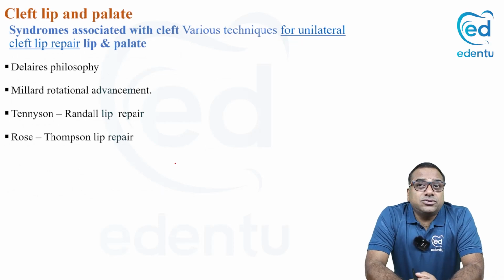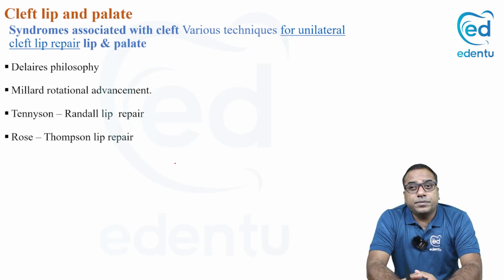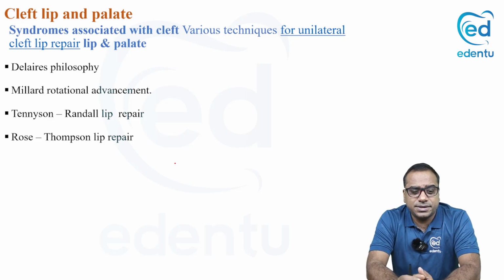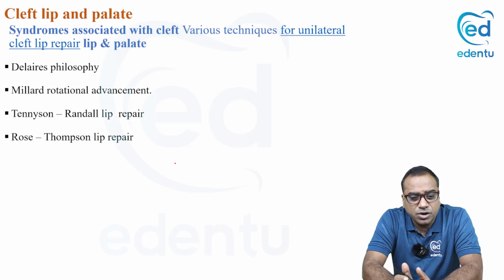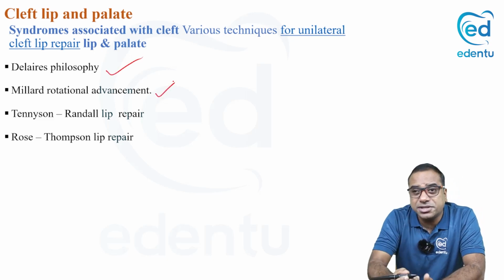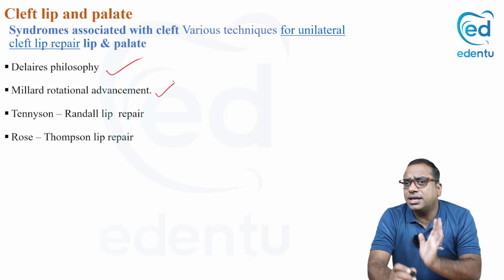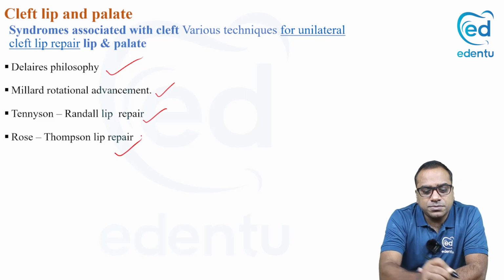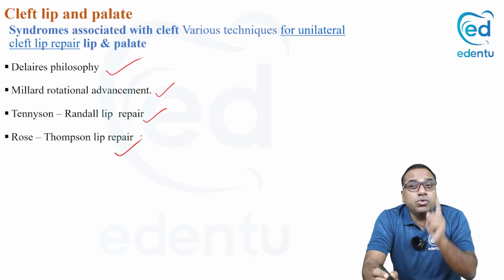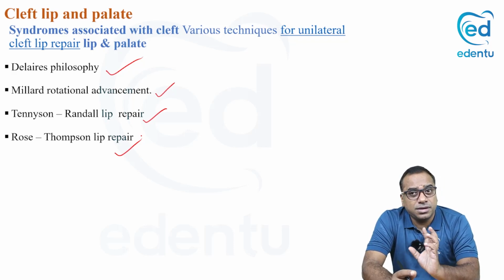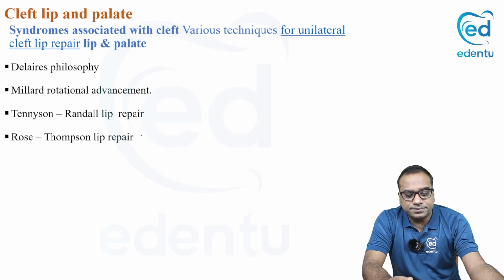Now for the various techniques of unilateral cleft lip repair, unilateral meaning only one side cleft lip is there. So what all surgeries can be done, or who all gave the concepts for the cleft lip and palate surgeries. There is something called Delaire's philosophy, Millard's rotation flap. These are all surgeries. You don't have to go into details of surgery. The names are enough. Tennison-Randall lip repair and Rose-Thompson lip repair. So these are unilateral cleft lip and palate surgeries. These are the names of the techniques you need to learn.